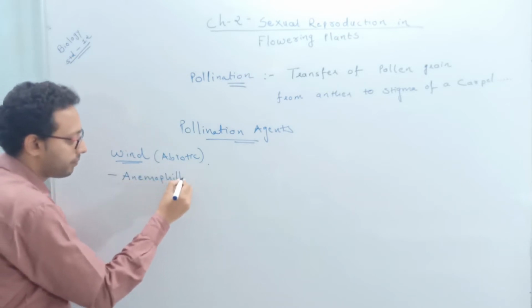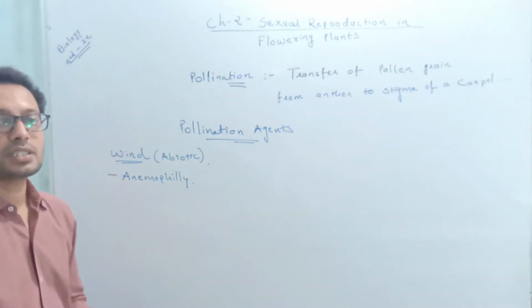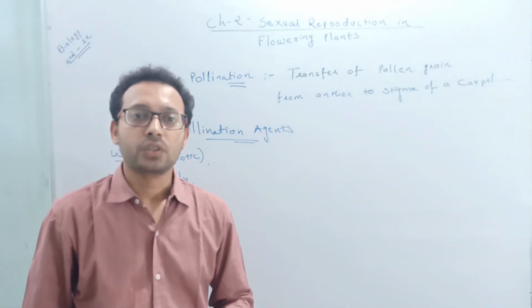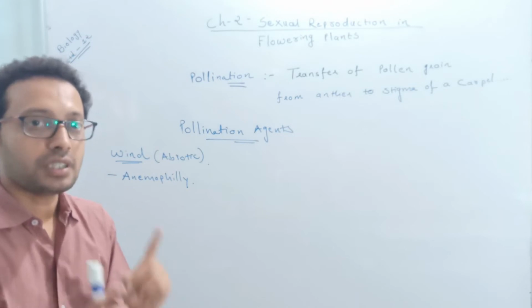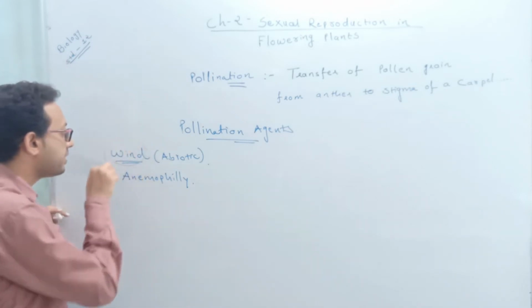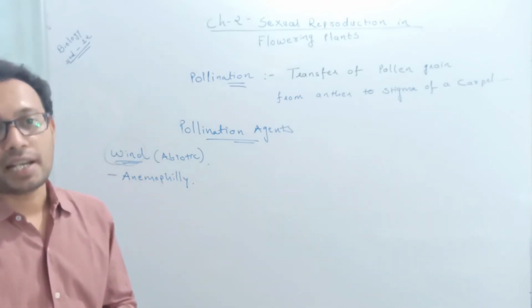anemophily. What is anemophily? Anemophily means a pollination that occurs with the help of wind. This is called anemophily.